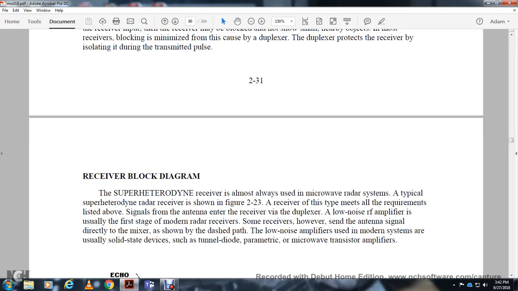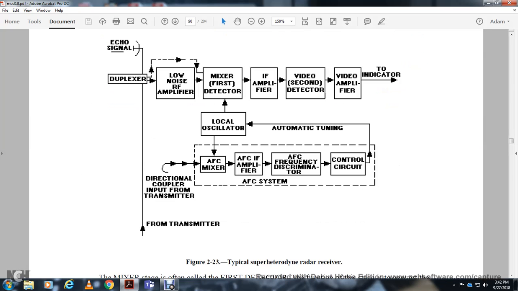In some receivers, however, the signal from the antenna goes directly to the mixer, as shown by the dashed path. Low noise amplifiers in modern systems are usually solid state devices, rather than parametric or microwave tube amplifiers. Figure 223 shows the typical superheterodyne radar system: duplexer, low noise amplifier, mixer first detector, intermediate frequency amplifier, video second detector, video amplifier, and the indicator.